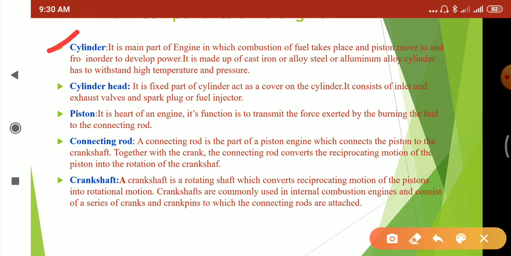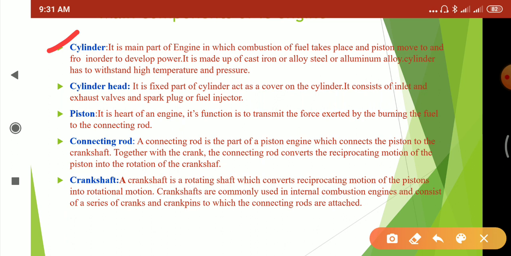And the cylinder is made up of cast iron or alloy steel or aluminum alloys, and the cylinder should withstand high temperature and pressure. Whatever metal the cylinder is made of should withstand high temperature and high pressure, because the combustion takes place inside the cylinder, which produces high temperature and high pressure. That's why the material of the cylinder should withstand them, and it is made from cast iron or alloy steel or aluminum alloys.